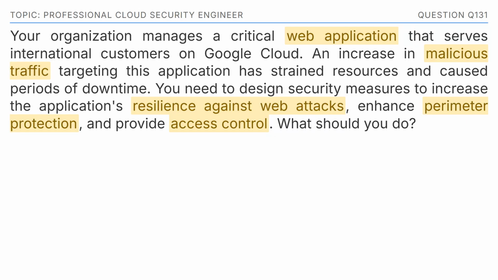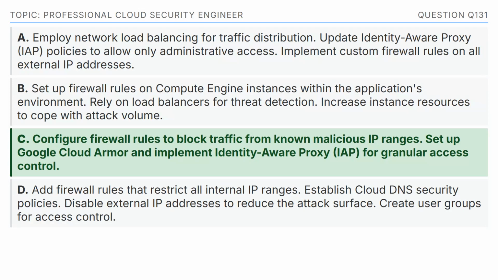To arrive at the correct answer, we focus on the keywords: web application, malicious traffic, resilience against web attacks, perimeter protection, access control. The correct answer is option C. Configure firewall rules to block traffic from known malicious IP ranges. Set up Google Cloud Armor and implement Identity-Aware Proxy (IAP) for granular access control.